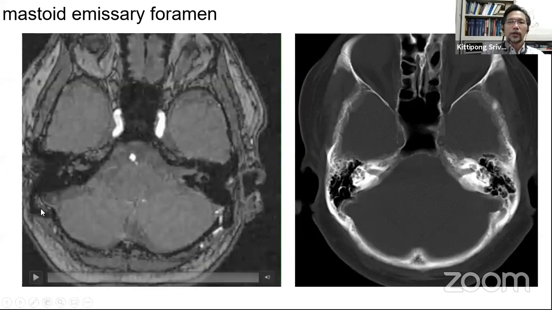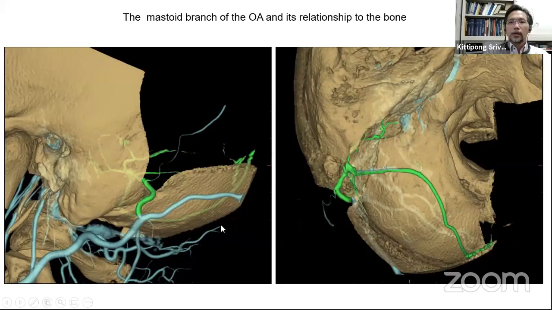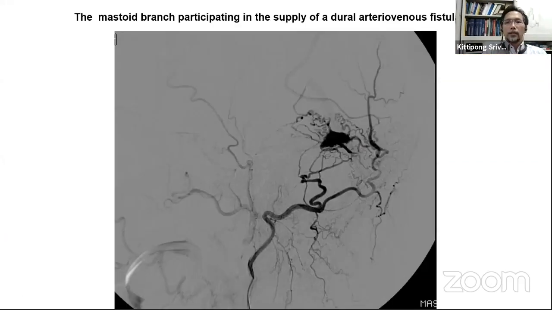Okay, even on MRA, you can see the signal of this artery. On 3D, the same thing again: outside the skull, passing through this foramen and entering the skull to become the artery of the dura mater of the posterior fossa. The same pictures, always another shunt. So this is where it turns and enters the skull. Always remember that. That's the point where you enter the skull and have the connection to all the dural branches of the other system.